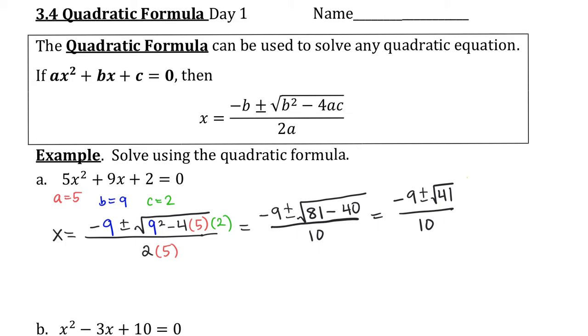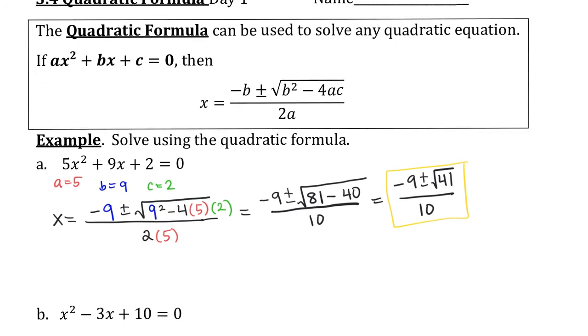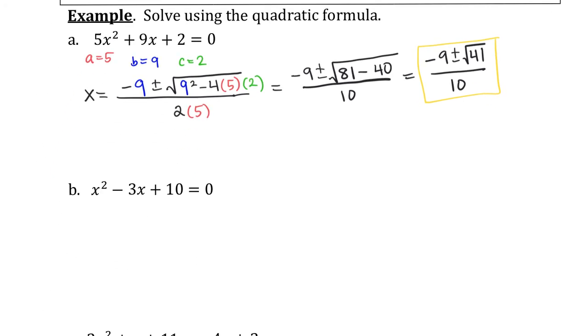So even though it looks weird, this represents our two answers. One of them is negative 9 plus the square root of 41, the whole thing divided by 10. The other one's negative 9 minus the square root of 41, the whole thing divided by 10. Okay, hopefully you remember that from Algebra 1. Let's try the next one.